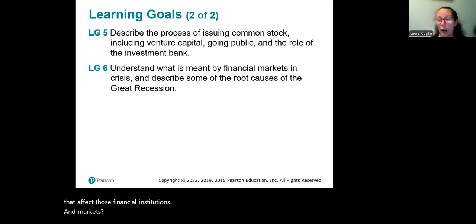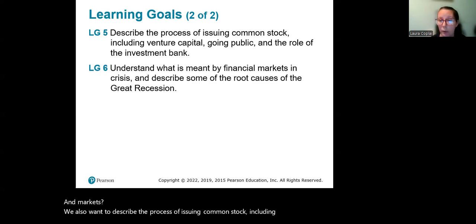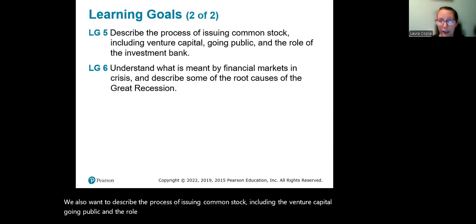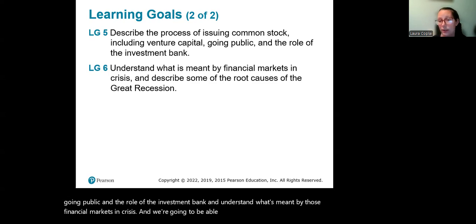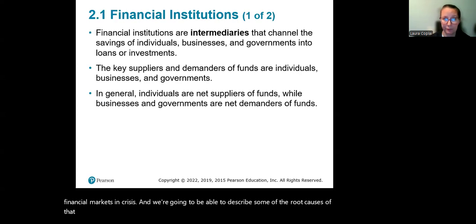We also want to describe the process of issuing common stock, including the venture capital, going public, and the role of the investment bank, and understand what's meant by those financial markets in crisis. And we're going to be able to describe some of the root causes of that Great Recession.